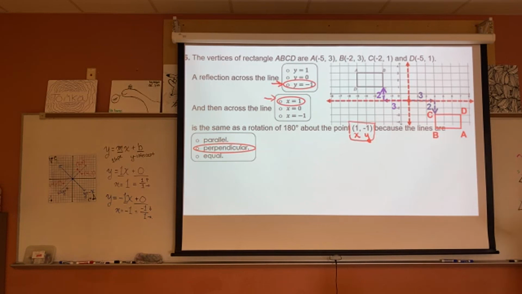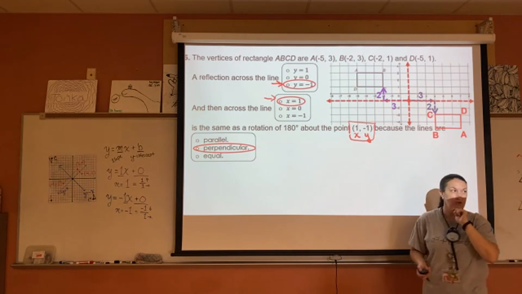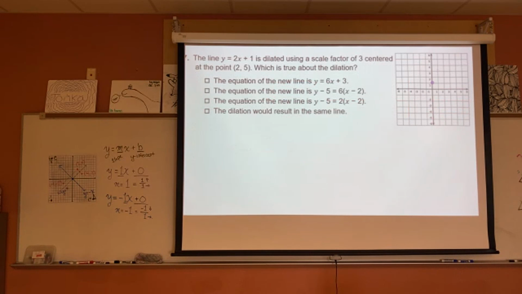This is a rotation of 180 degrees, and it's saying a reflection across one line and then the other. Remember the twins? The rotation 180 and the reflection across the origin? It's just that the line x equals 1 and y equals -1 are basically shifting that origin. Okay. And then number 7 is just the last two, and I know that's kind of weird because there's only 4 options, but both of the last 2 statements are true.